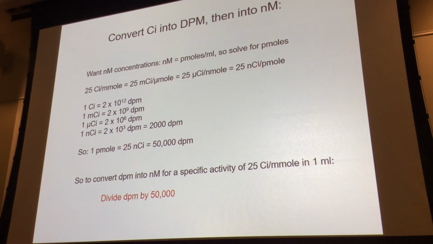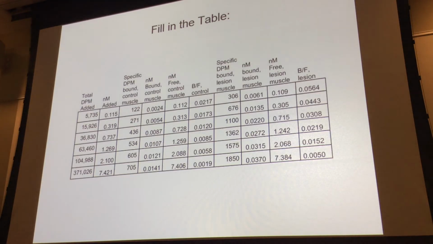So 25 nanocuries is 1 picomole, so that means that 50,000 DPMs is 1 picomole. So all you need to do here is divide the DPMs by 50,000, and it's done. The whole problem is done. So you go into Excel, you take these things, you divide everything by 50,000, and you convert the DPMs into nanomolar, and that's what you get.